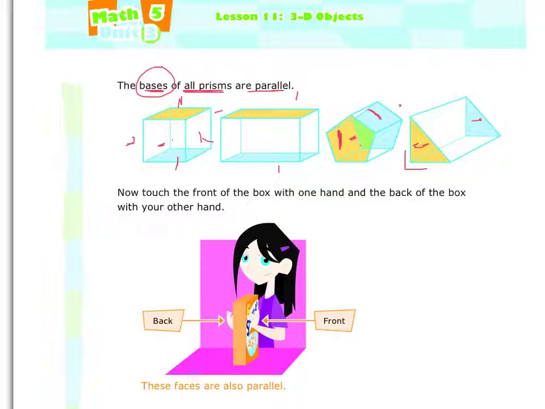This would be perpendicular, those faces, and these faces, because it's not making a 90-degree angle, would be considered intersecting. So the bottom and the side face would be intersecting. The two side faces would be intersecting. So they would not be parallel or perpendicular.